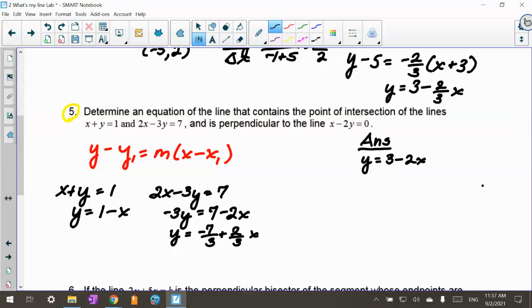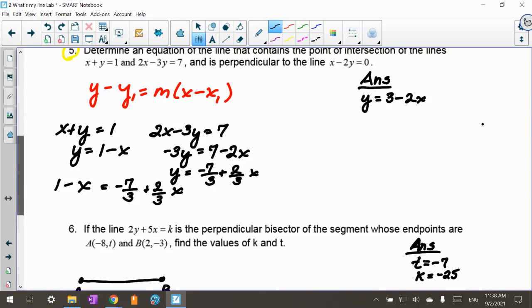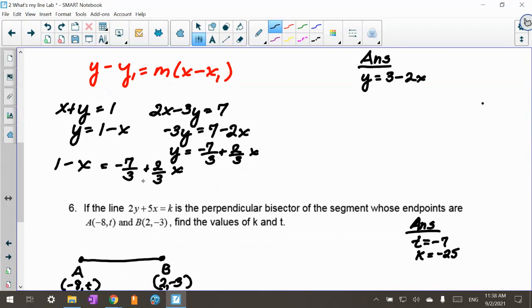You're like, well, that's not my point. You're right. I have to put them equal to each other. So I'm going to do 1 minus x is equal to -7/3 plus 2/3 x. And I'm basically going to put my x's on one side. So I'm going to add 1x over here, and then I'm going to add 7/3 over here. When I do, I get x to be 2. Now that's the x part of my point. Then I'm going to plug it up here and say, oh, 2 plus y equals 1. So y has to equal 1 minus 2, or -1.